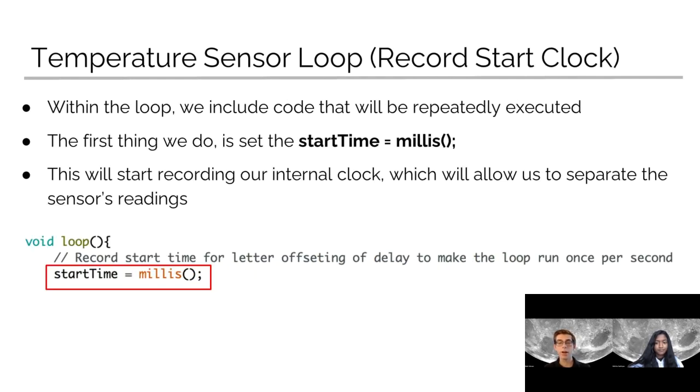So if we then look at our loop function line by line, our first line is another variable assignment, but here we are setting it to a function call. The millis function is getting the number of milliseconds that have elapsed since the program started executing. So here we want our start time to be equal to the number of milliseconds since the program first started running.